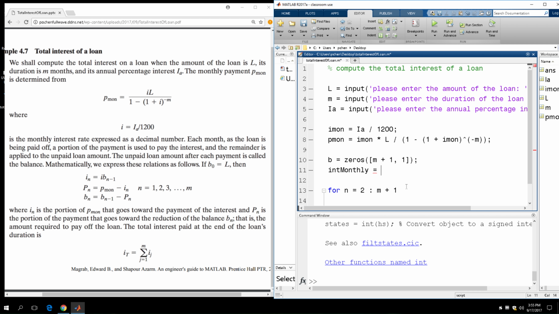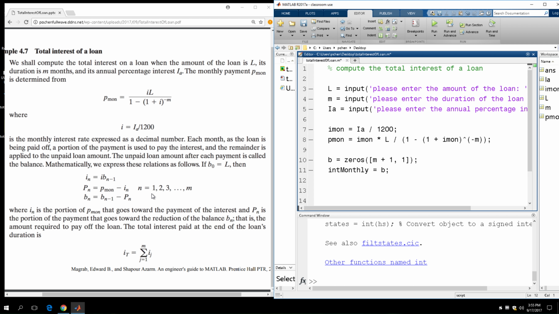Let's just initialize it to B, to all the values that are inside of B already. This is similar to B being initialized to all zeros. You're basically assigning all those zeros to int monthly. So this line is equivalent to zeros(n plus 1, 1), but it involves less typing if you just use the B that you have already initialized.